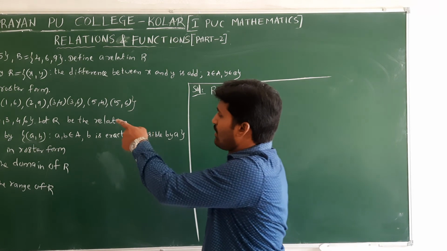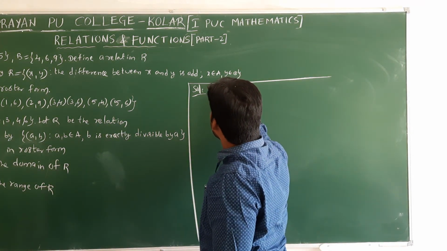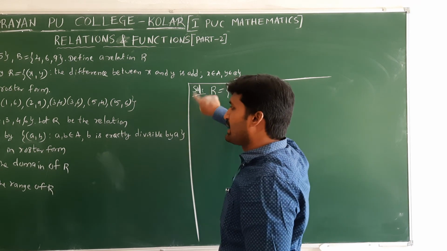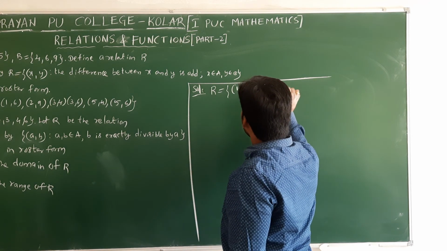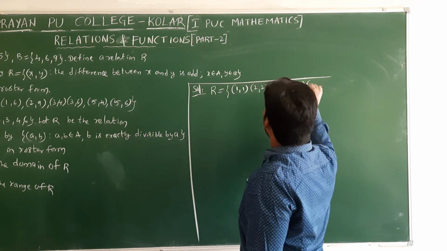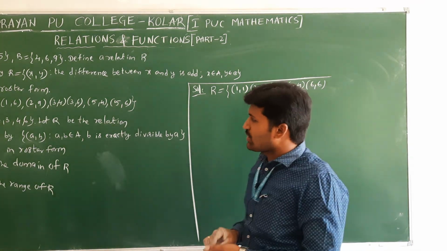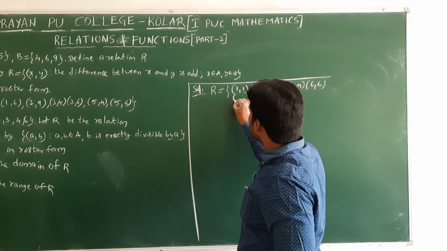That's why the elements are 1, 2, 3, 4, 6. First I am taking 1 comma 1. This is A, this is B. 1 by 1 is possible, B by A. Next I am taking 2 by 2, 3 by 3, 4 by 4, 6 by 6, over. Next, can I take 1 comma 2? Because the set is the same only. 1 comma 2 is correct or not, check once.